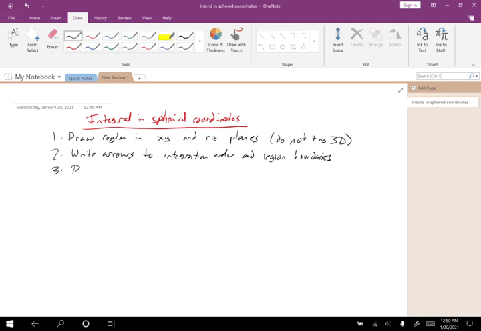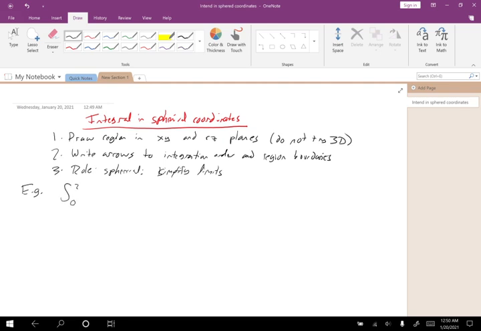Okay, and the role of spherical coordinates is to simplify the limits. So for example, if you're doing things on a rectangle, you should not use spherical coordinates. That will make your life so much harder. So let's talk about how to do one of these integrals.